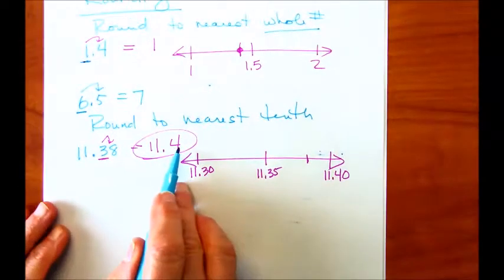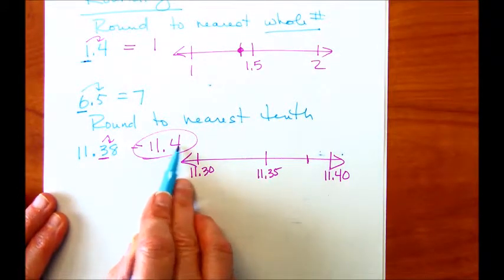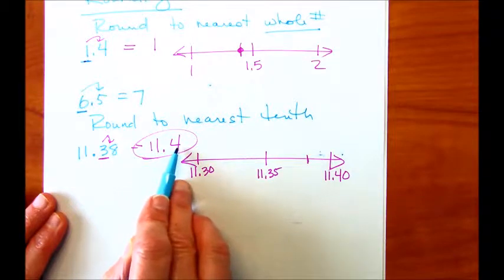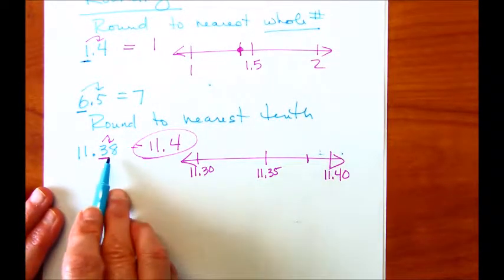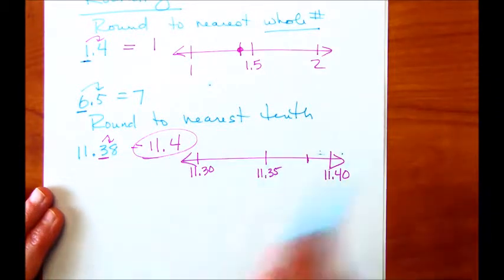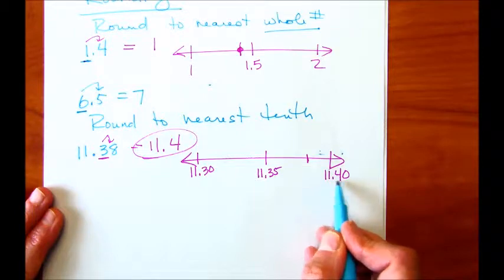Notice I don't have a 0. I'm going to drop any numbers that go past the 4, because this is what I'm rounding to. I'm rounding to the tenth. All other digits, the zeros, would be dropped. So I'm not going to write it as 11 and 40 hundredths.